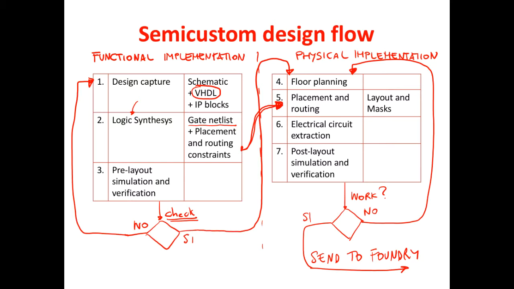And so you can go to a foundry. From this physical layout, the masks will be generated and the integrated circuits will be fabricated. If the answer is no, you need to go back and do the placement and routing again and verify what's not working. This type of procedure ensures that the physical layout is consistent with what you want from the circuit.